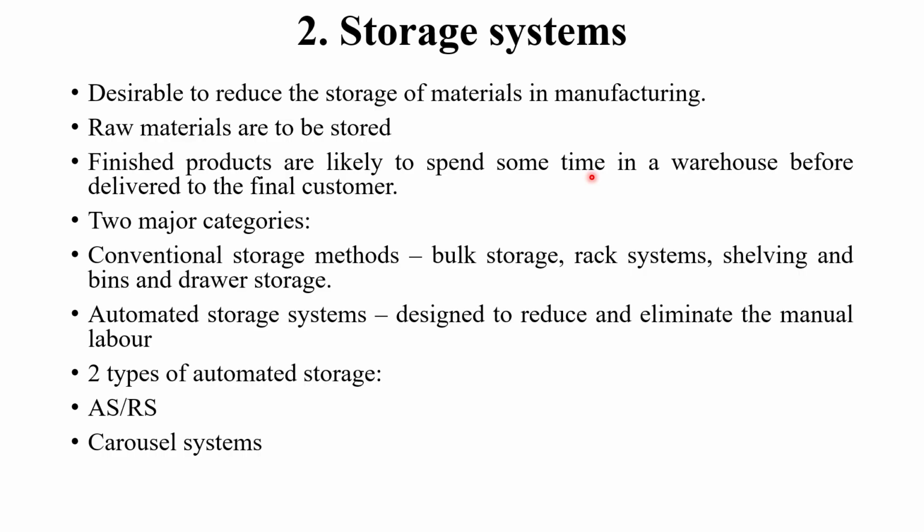So there are different types of storage system. We categorize storage into two major categories. One is conventional storage, another one is automated storage system. A conventional storage system may be in the form of bulk storage, rack storage, shelving and bins, or drawer storage. An automated storage system is designed to reduce and eliminate manual labor. There are two types of automated storage system. One is ASRS, that is auto storage and retrieval system. Another one is the carousel system.